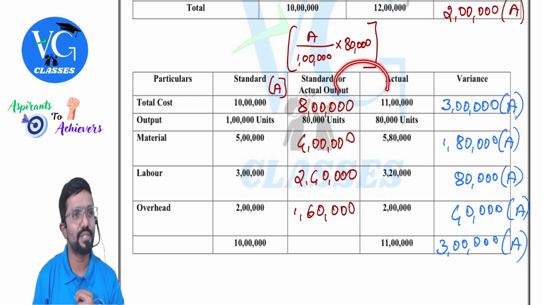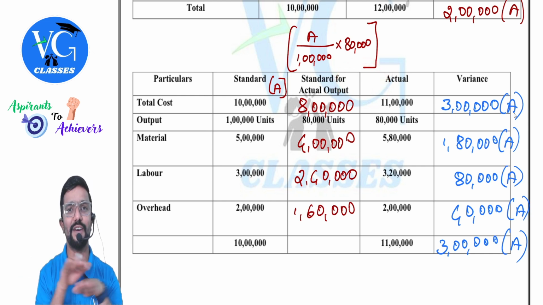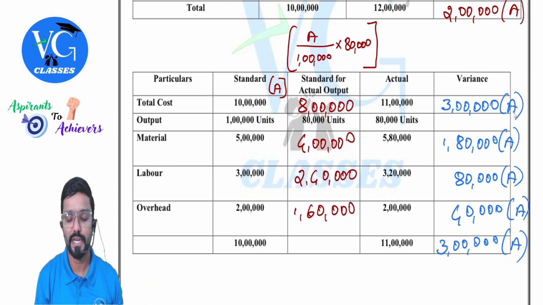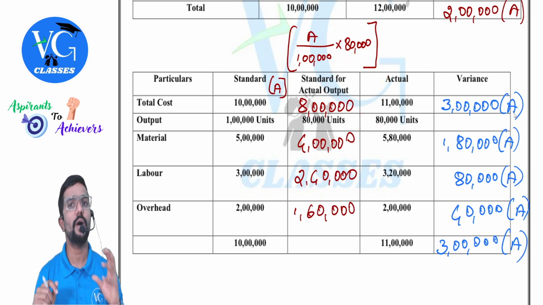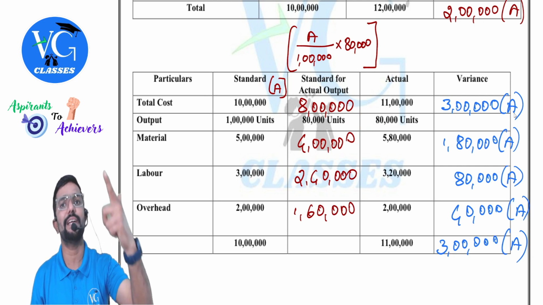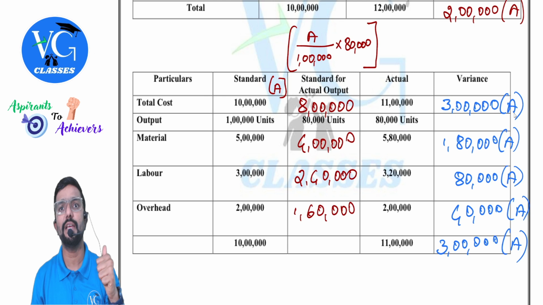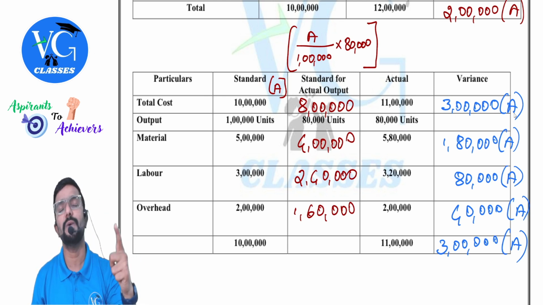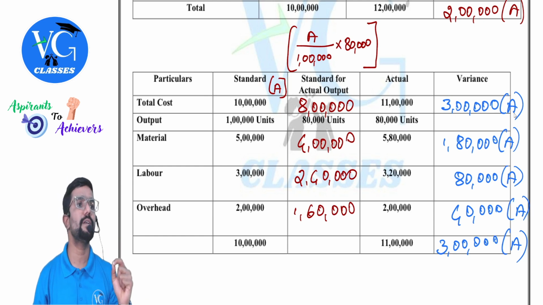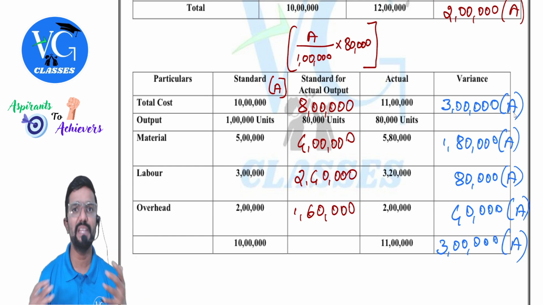Now can I compare these two, sir? Yes, because both are for the same level of output. That is 80, 8. Now both are comparable. Correct now guys. So please be careful, especially with respect to quantity and hours. While calculating material variances, quantity, and while calculating labor variances, hours, you should always convert it for actual output. I am explaining the reason.